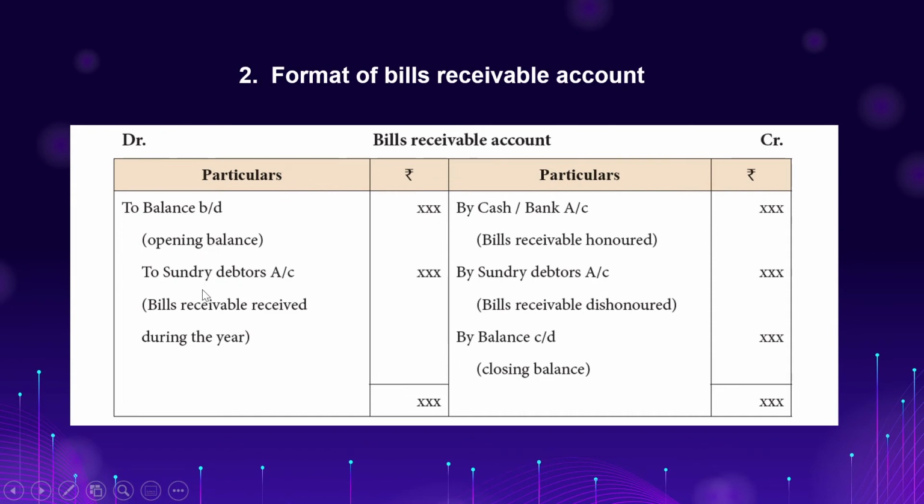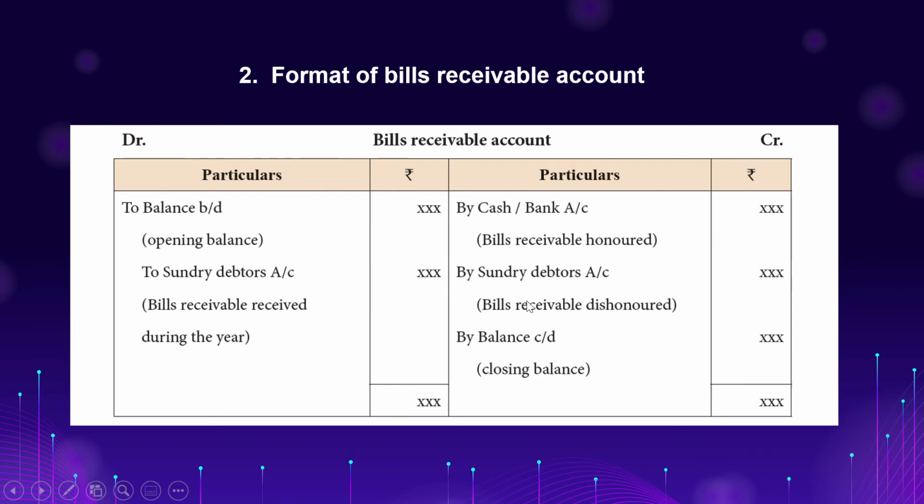When more debtors are accepting the bills and when we receive bills from them, then that will be shown on the debit side. And next, when they start paying the bills, either cash or bank, that will reduce the bills receivable. So we will write on the credit side.